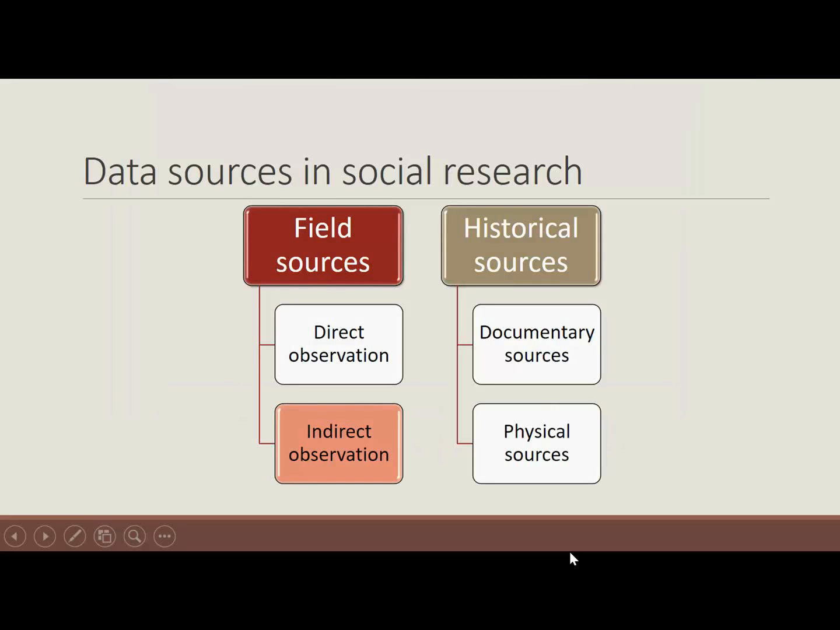Which brings us to the data sources that we can use. And this is especially important for opening up the options. This is how we can think about what options we have out there, by dividing the data sources in the social sciences between historical sources and field sources. Field sources are the sources that we utilize when we either directly or indirectly observe individuals, normally in the social sciences.